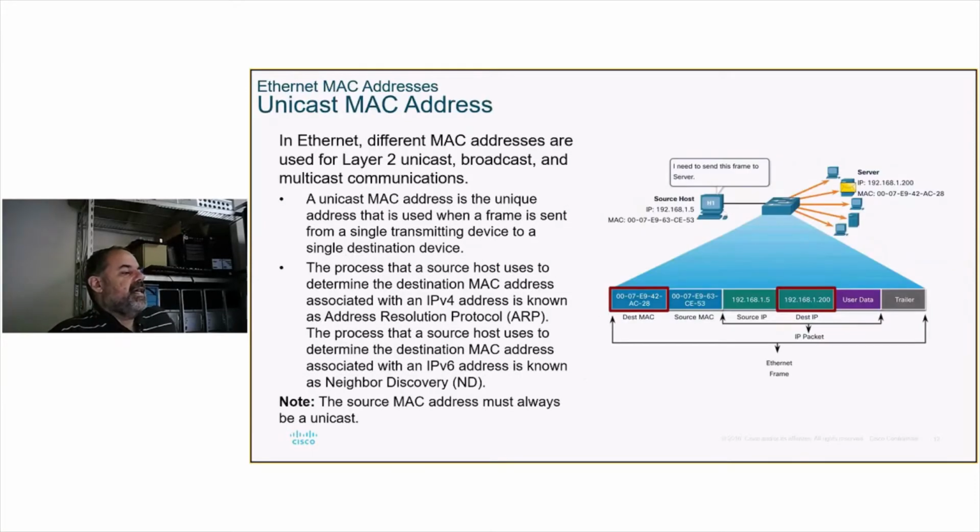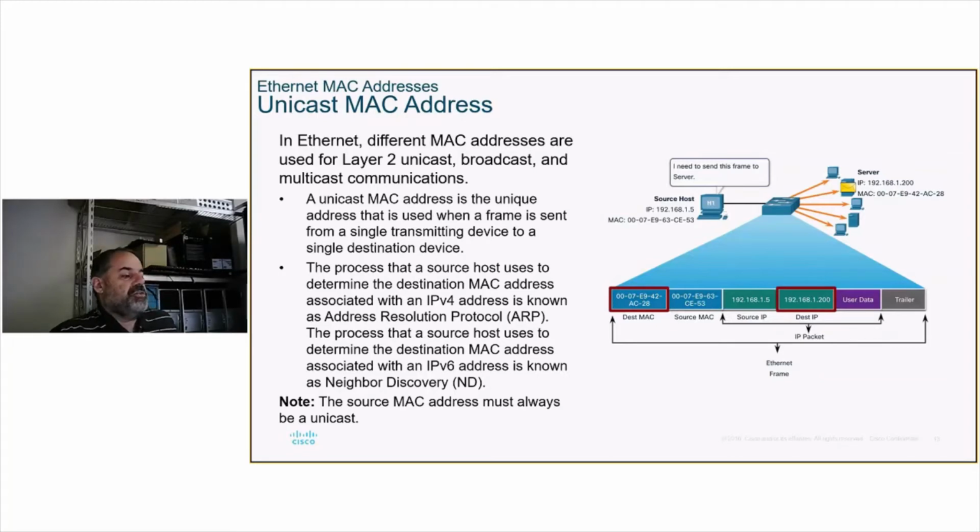Okay, so a unicast MAC address is just the MAC address that's been hard-coded into the NIC. And so they are used for layer 2 unicast, broadcast, and multicast communications. But the unicast MAC address is the unique address that is used when a frame is sent from a single transmitting device to a single destination device.